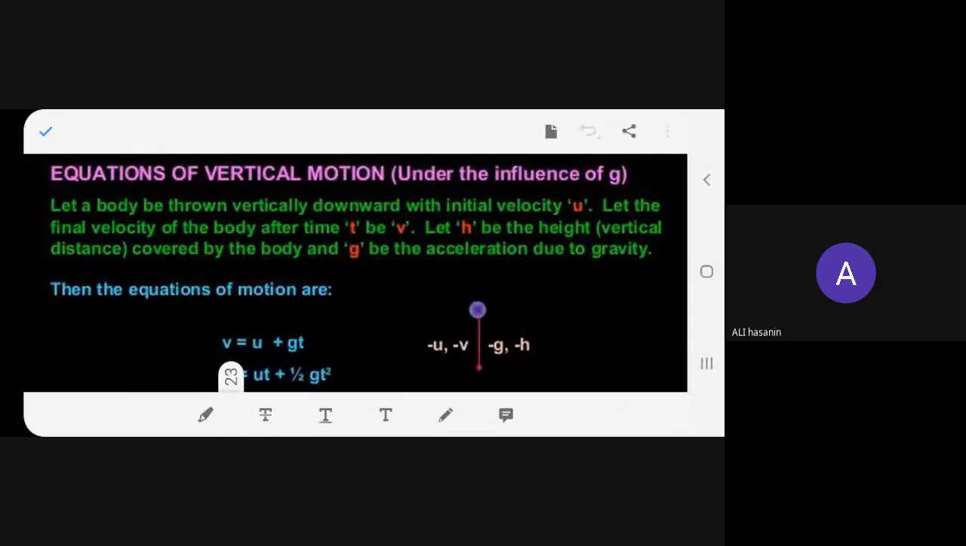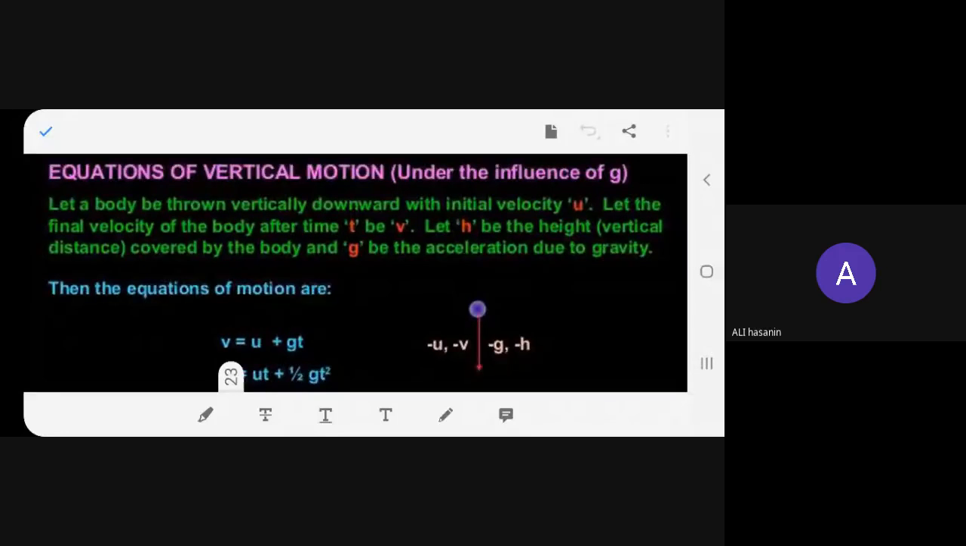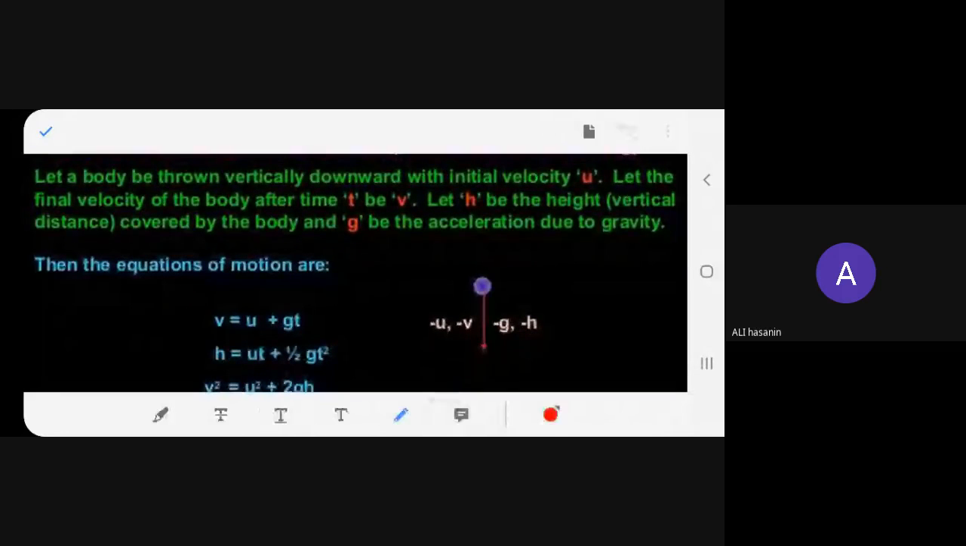Then the equations of motion are... Just wait a bit. Just wait. Thank you. Okay. Look over here.